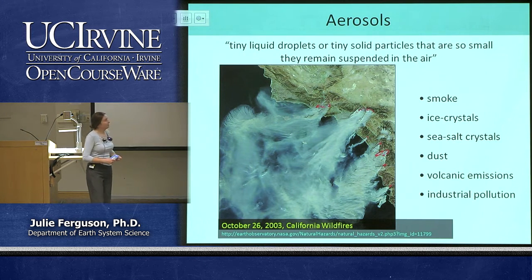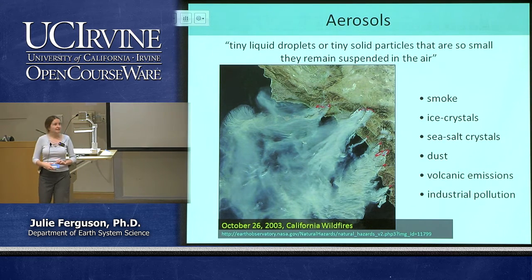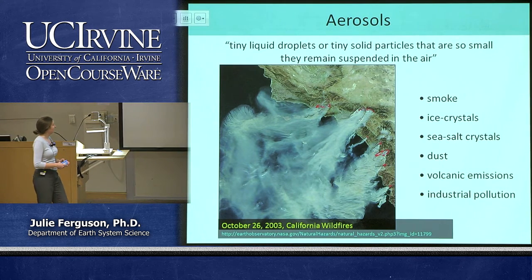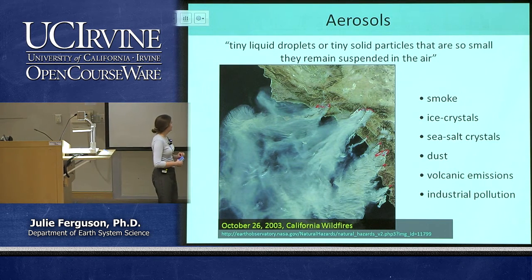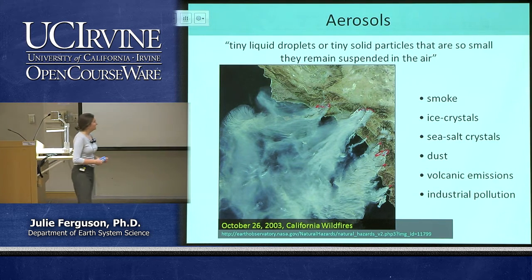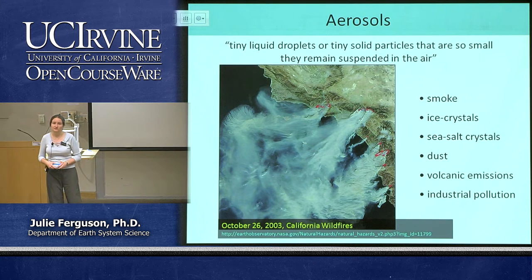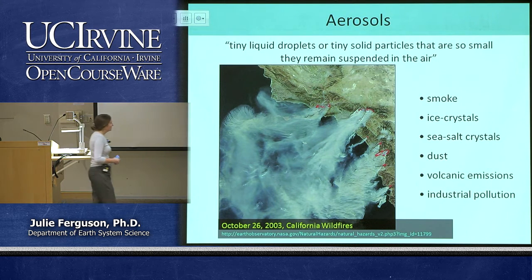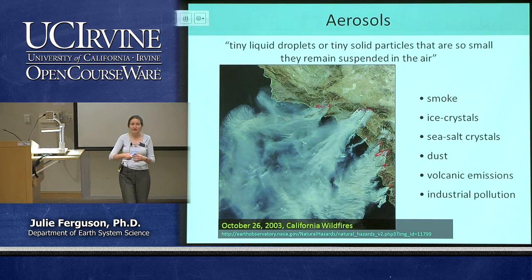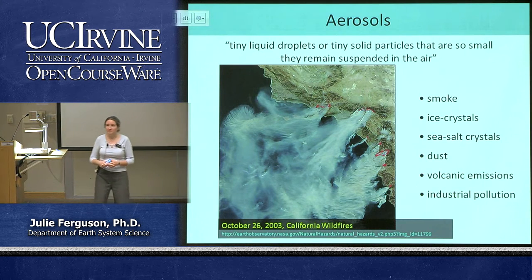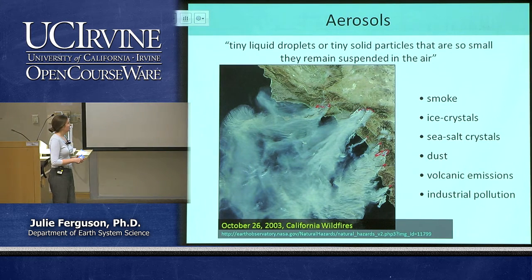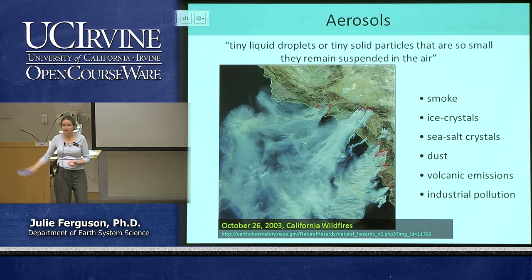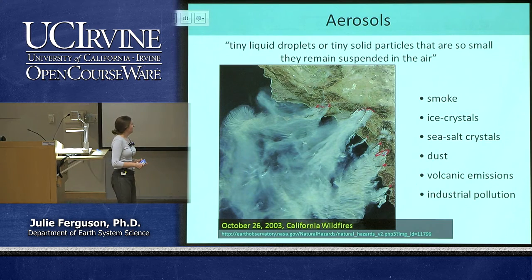So here are some examples of aerosols. Things like smoke from our forest fires. Here you can see all of the aerosols produced by forest fires during one of the Santa Ana wind events. Things like ice crystals, sea salt crystals. So when you see that sea spray coming off the waves when it's really windy down at the beach, a lot of that is ending up in the atmosphere. Dust, big dust storms coming off the Sahara.